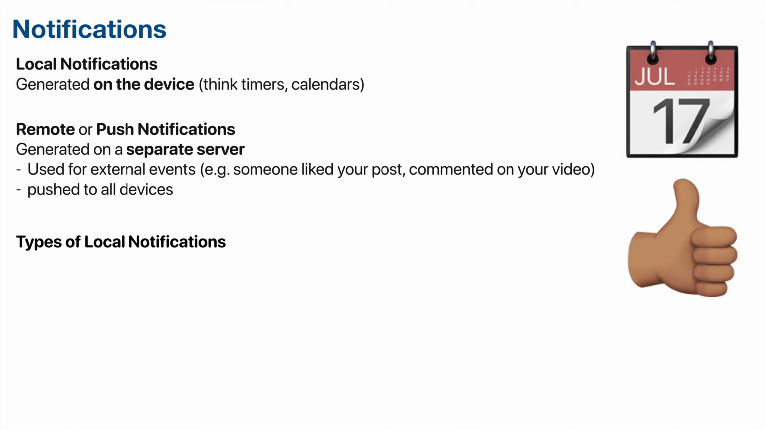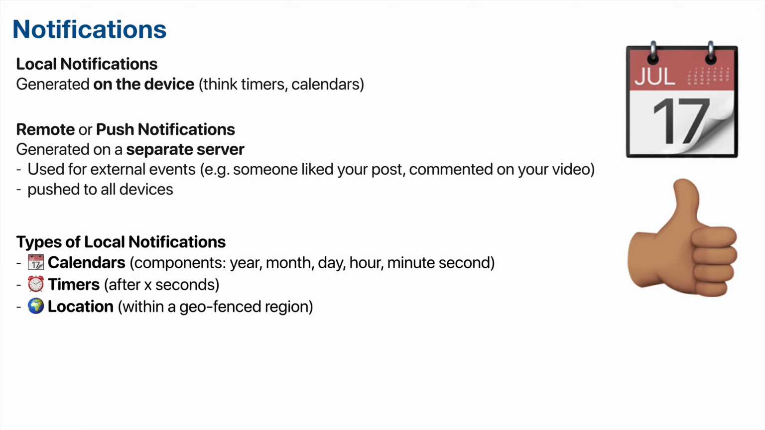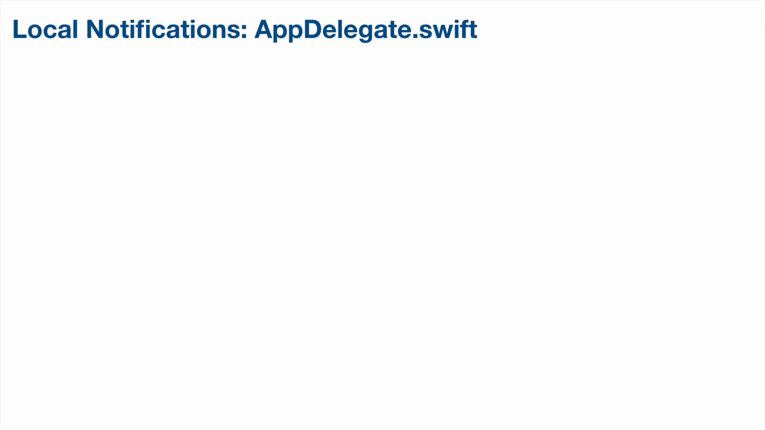Now, in this tutorial, we're going to focus on local notifications, and iOS has different kinds of local notifications, including calendars that go off when a particular date and time has occurred, timers that go off after a period of time, and location-based notifications where you can create a geofence that's triggered when the user exits or enters a particular region. We're going to be working with calendar notifications, so we're going to add them to our To-Do app to notify the user when a set reminder has occurred.